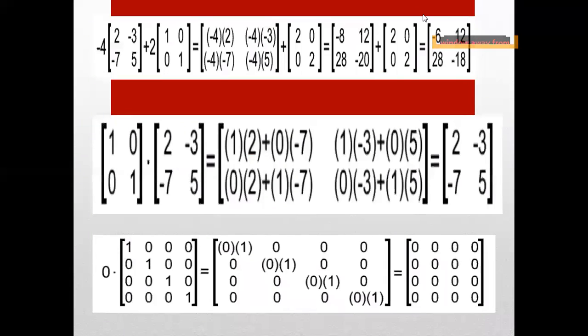So first substitute them. It becomes minus 4 multiplied by 2, minus 4 multiplied by minus 3. So the answer is minus 8, 12, then 28 and minus 20 plus 2 multiplied by I. So 2002. So you can see the output there.